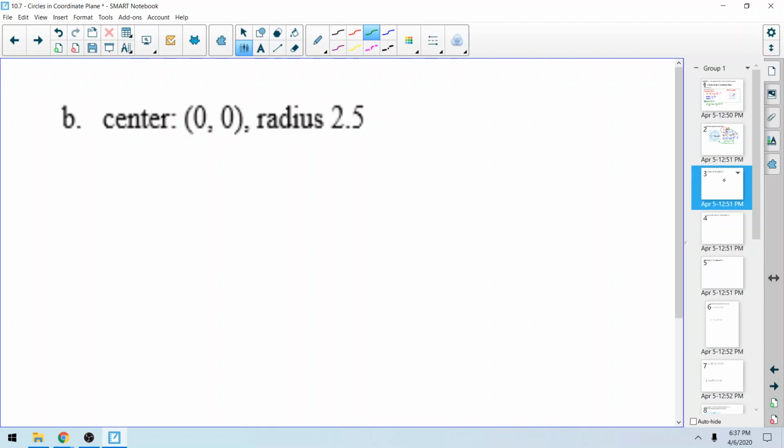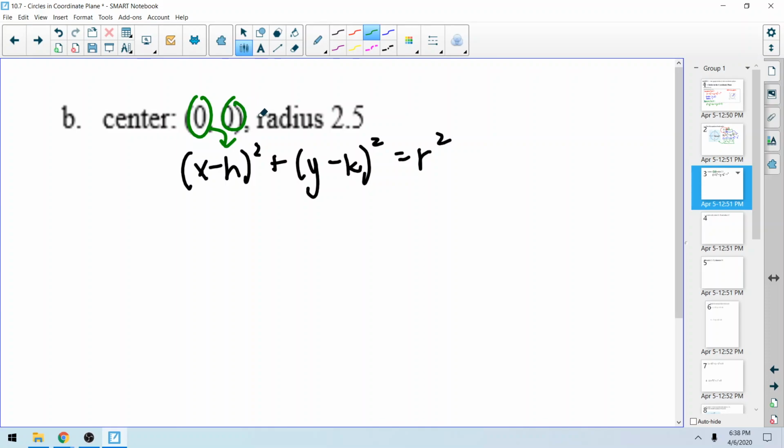Okay, center at 0, 0, radius 2.5. So, once again, x minus h squared plus y minus k squared equals r squared. So x is going to fill in with x, y is going to fill in with y, r is going to fill in with r. Well, let's think ahead this time. If I fill in an x minus 0, do you really need the minus 0? No, so that's just x squared.